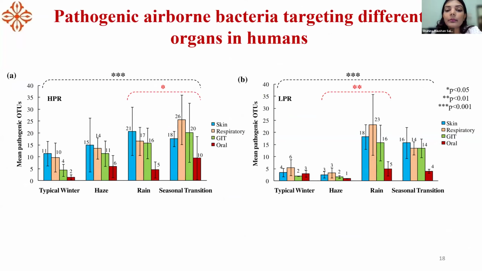On the basis of their target organs, we have classified them into skin, respiratory, gastrointestinal tract, and oral infections. And we found an increasing trend in both IITM, which is a highly populated region, and low populated regions. We found that during rain and seasonal transition conditions, the intensity and the abundance of pathogens were significantly high.